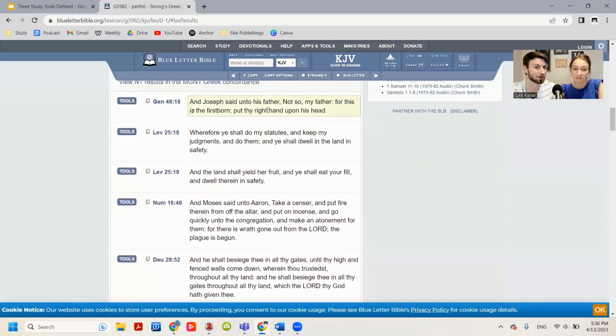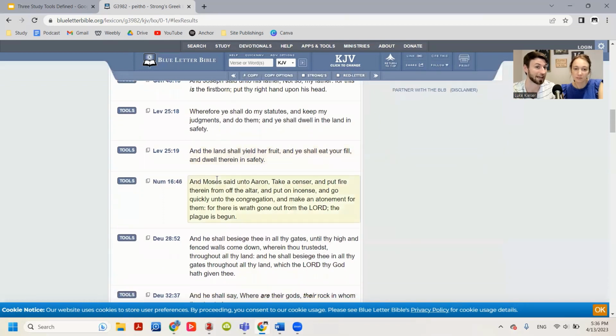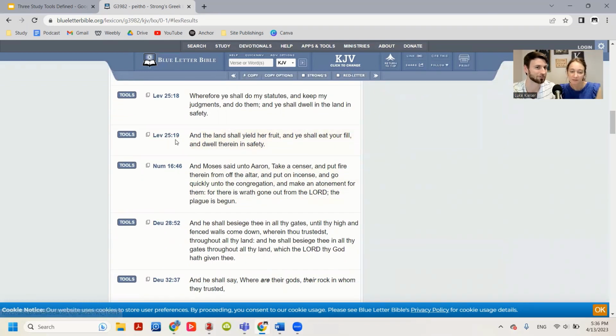Cool. It doesn't mark where it is, unfortunately, so you kind of have to guess. Like here in Leviticus 25:19, it reads, "And the land shall yield her fruit, and ye shall eat your fill and dwell there in safety." Belief is in there somewhere. Where's belief? And so this might be like the King James, which is translating the Hebrew.